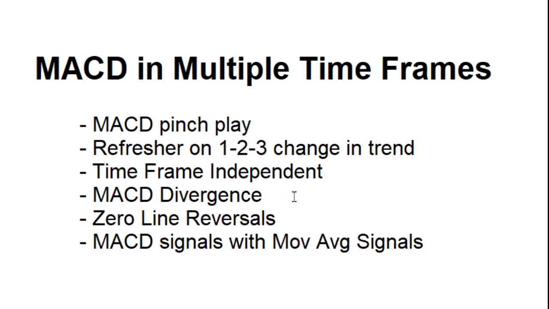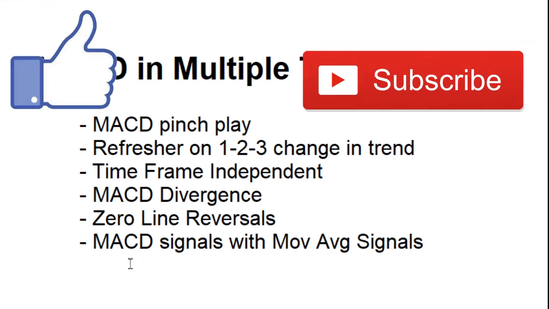And then I cover MACD divergence. I think there are some key criteria you need to know to keep yourself out of danger on MACD divergence. And then zero line reversals have to be covered. One of my favorite patterns, and it's a great pattern to use when you're around that zero line, obviously, but also in conjunction with the moving average. And I finish it off with some combinations of how MACD can help with the timing when you're looking at the moving average signal.